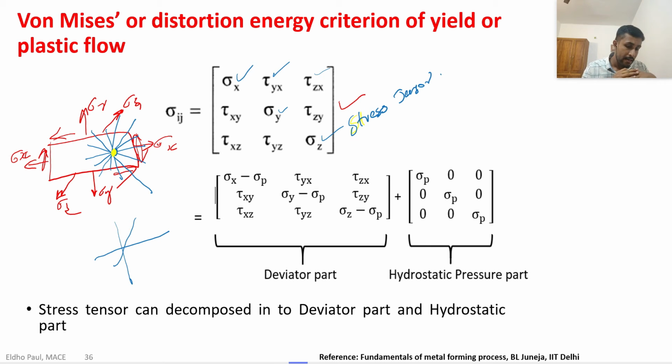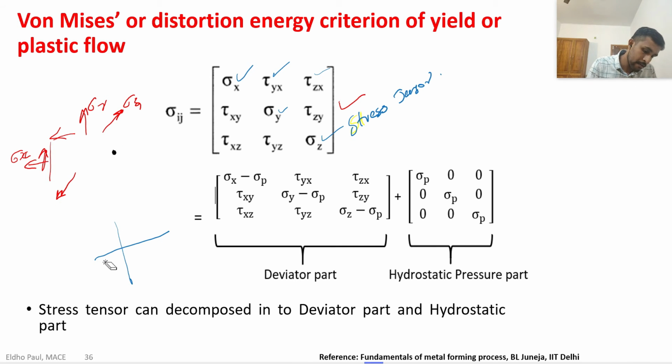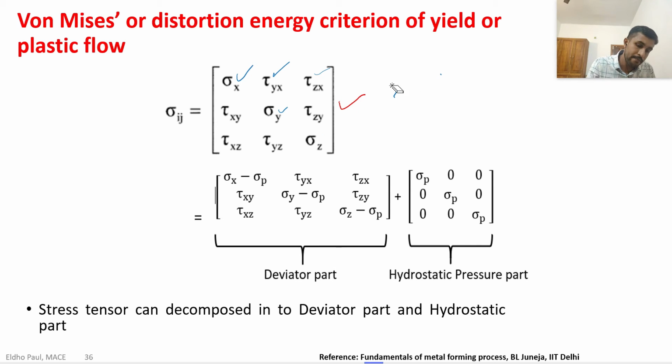Using this stress tensor, we can define the state of stress at a particular point. We already studied this in the mechanics of solids class, and in the last lectures also I explained this stress tensor. The stress tensor is used to define the state of stress at a point. And this stress tensor can be divided into 2 parts.